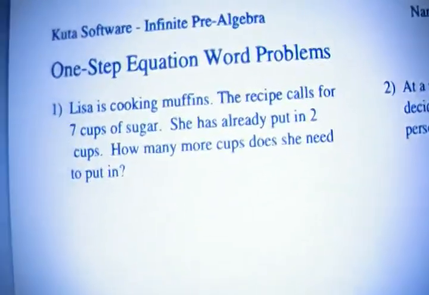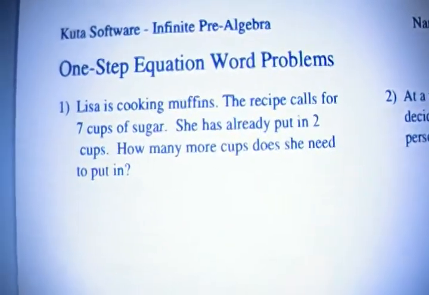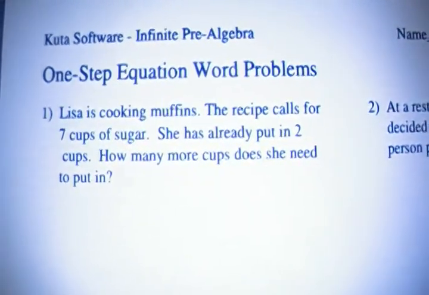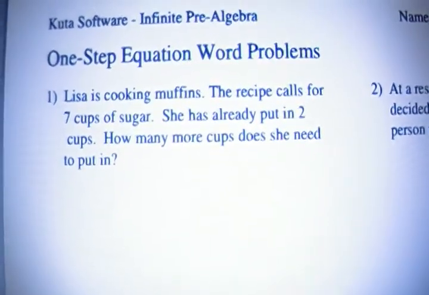Alright, so it says Lisa is cooking muffins. The recipe calls for 7 cups of sugar. She has already put in 2 cups. How many more cups does she need to put in? Okay, so this isn't too hard of a problem.